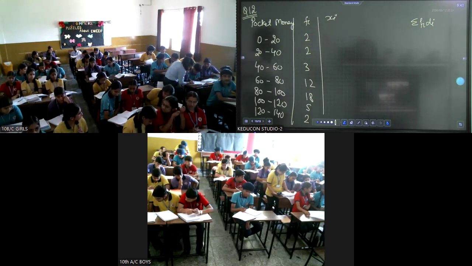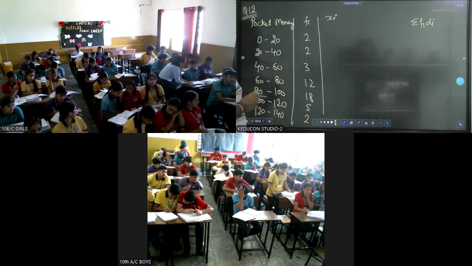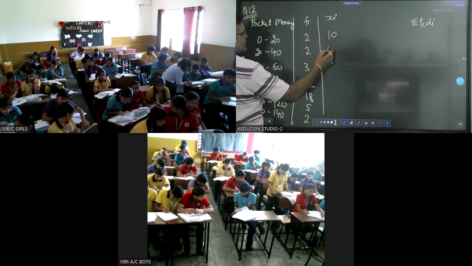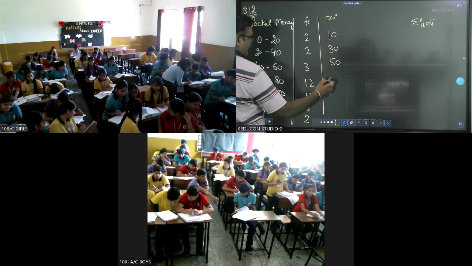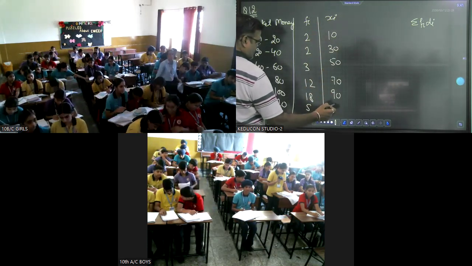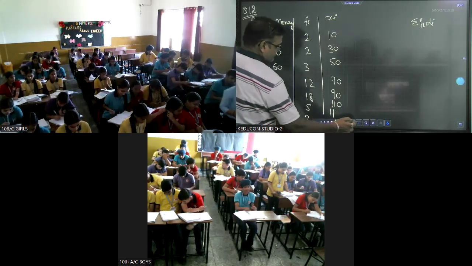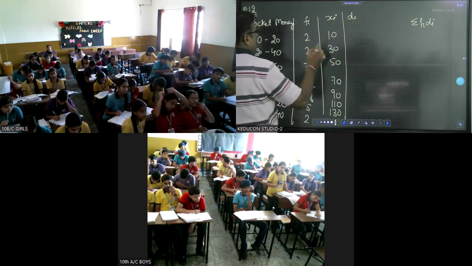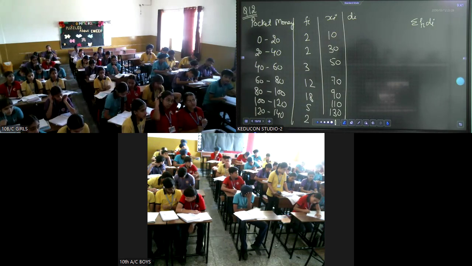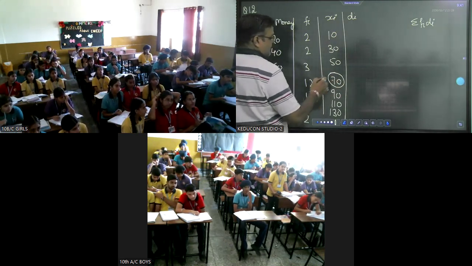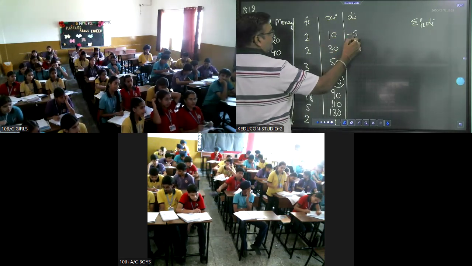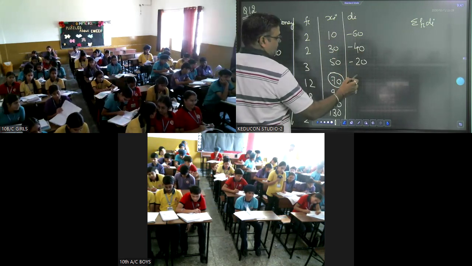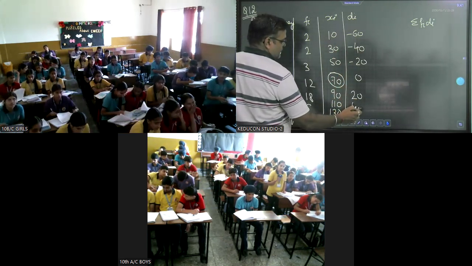Tell me, what is the x i? Sir, 10, 30, 50, 70, 90, 110, 130. Right. What is d i? Sir, -60. What is the assumed mean? 70. So 10 minus 70 is -60, 30 minus 70 is -40, then -20, 0, 20, 40, 60. Right.